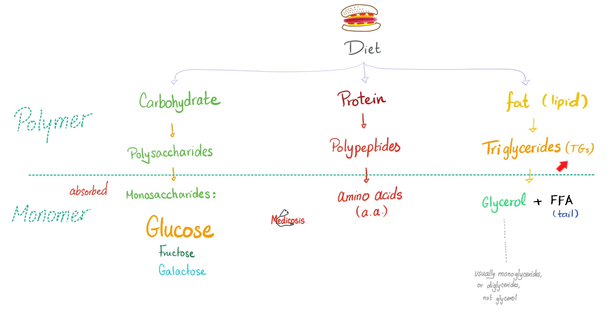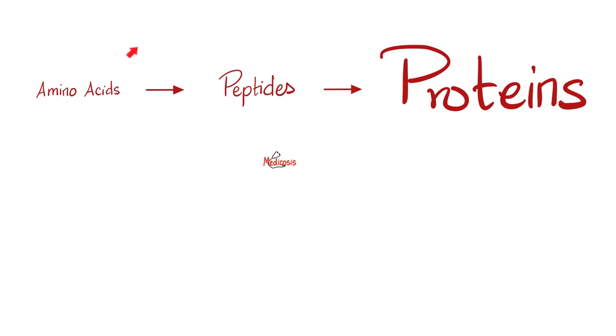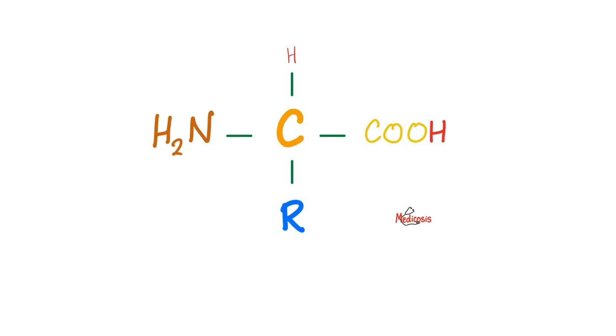Fats or lipids, triglycerides, these are the big ones. And then glycerol and fatty acid, these are the small ones. Here are amino acids, they become peptides, and then they become proteins. These are the macromolecules, these are the micromolecules. Polymers, monomers.